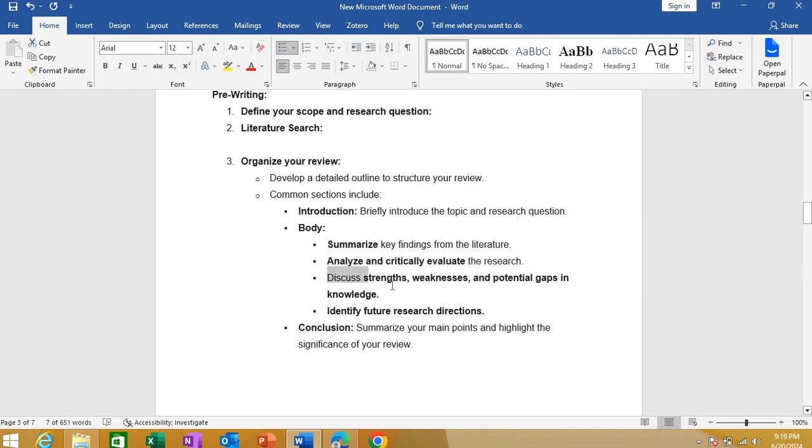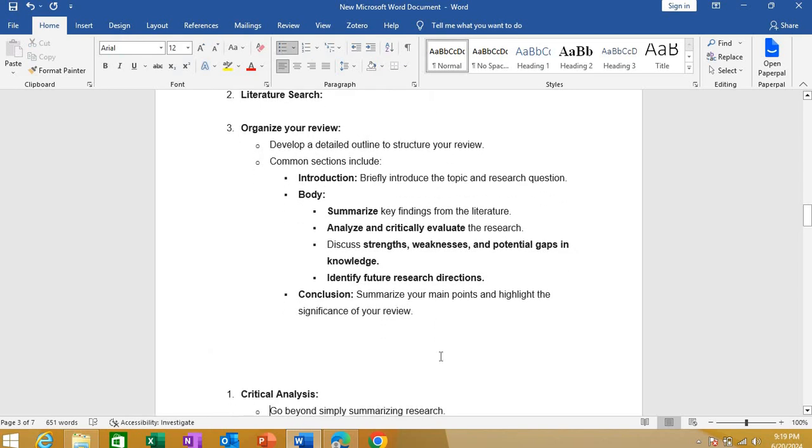Third, you will also discuss the strengths, weaknesses, and potential gaps in knowledge. Just as we do in other kinds of research, here you will also discuss certain strengths, weaknesses, limitations, and gaps in knowledge regarding that topic or theme in the review article. And you will also give some future direction, identifying what could be done to improve the knowledge on that subject. You can give suggestions on what kind of studies should be done. And in conclusion, you will summarize your main points and highlight the significance of your review, just like we did in other studies.